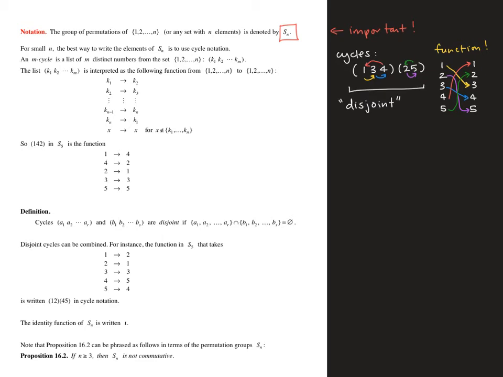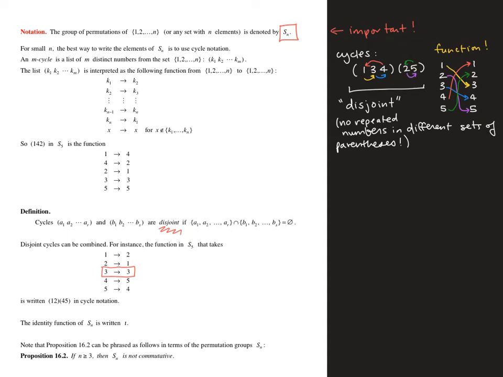Now, here's some more terminology. The cycles 1, 3, 4 and the bicycle or 2 cycle 2, 5 are called disjoint. And that just means that there are no numbers in common in the different sets of parentheses. Right, so I see 1 in only one set of parentheses, I see 3 in only one set of parentheses, etc.